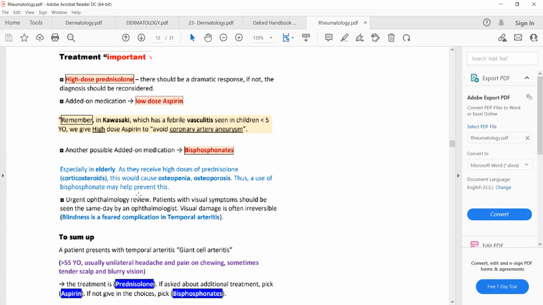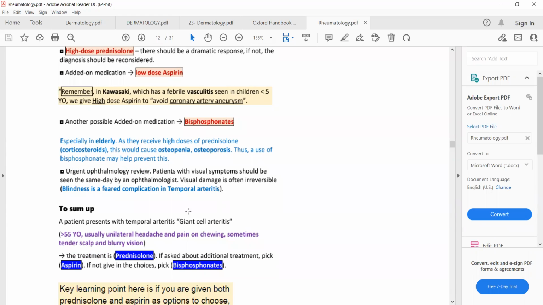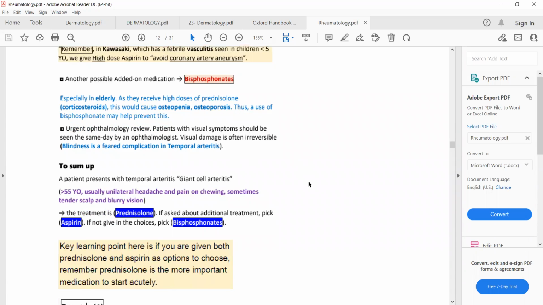Another thing that you need to remember in association with giant cell arteritis is urgent ophthalmology review. A patient with visual symptoms should be seen the same day by an ophthalmologist because visual damage is often irreversible. So blindness is a feared complication in temporal arteritis.